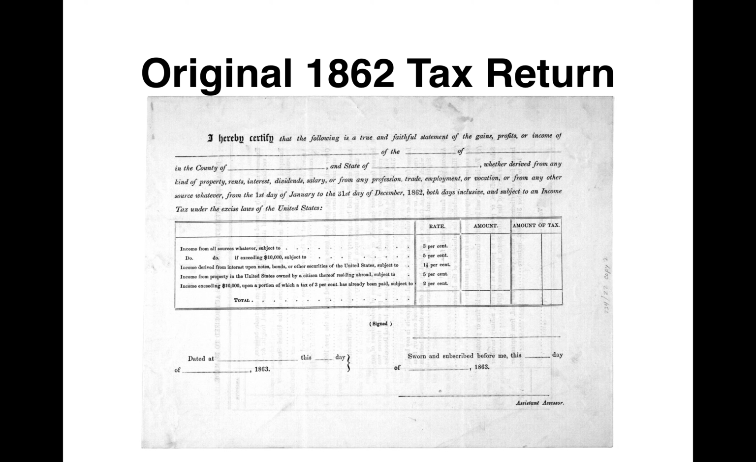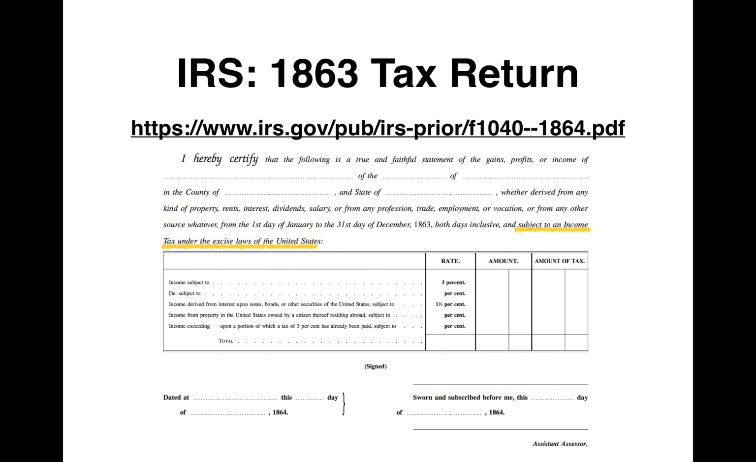And where do I get that line from? Well, I look at the original 1862 tax return and I see exactly that line. It says subject to an income tax under the excise laws of the United States. Again, I don't write my own words in my tax return. I use what is given to me. In this case, I also found this exact line at the IRS's own website, so they must endorse this statement. Now, the last time I checked, this website contains this statement, subject to an income tax under the excise laws of the United States.